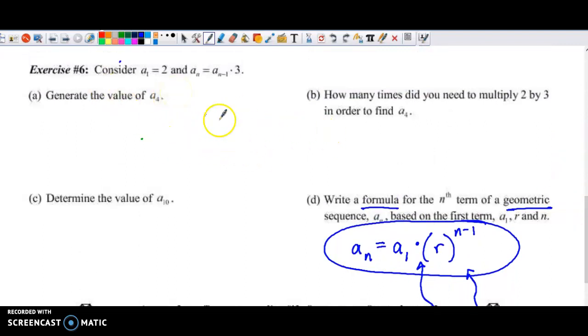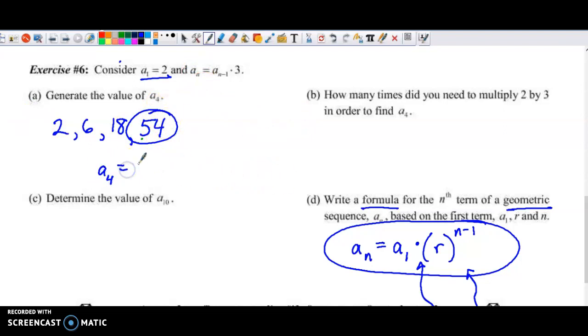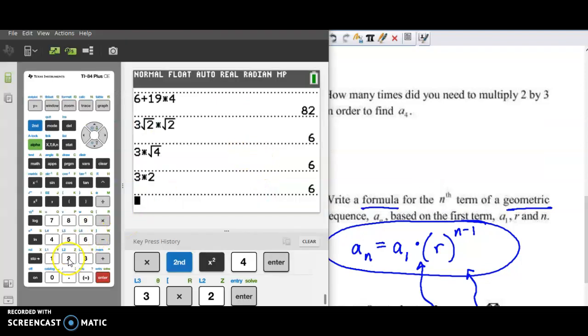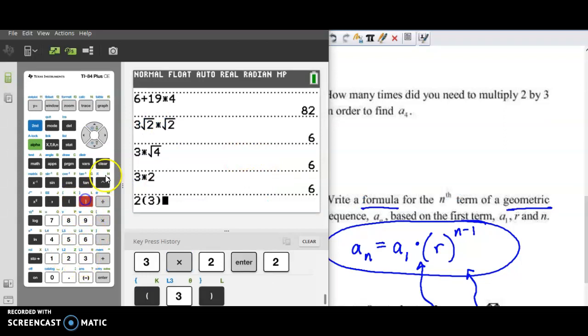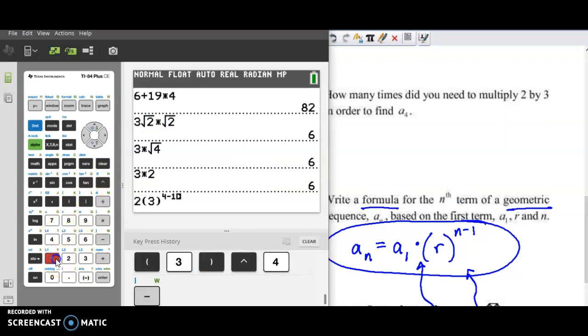So if you wanted to, you could say, okay, the first term is 2, and the pattern is times 3. So the second term would be 6. The next one is 18. The fourth term is 54. So what I could have done is that formula, that a subscript 4 is equal to the first term. The ratio is 3. I don't know if that makes sense, but the common ratio is right there. To the 4 minus 1 power. 2 times 3 to the 4 minus 1 power.